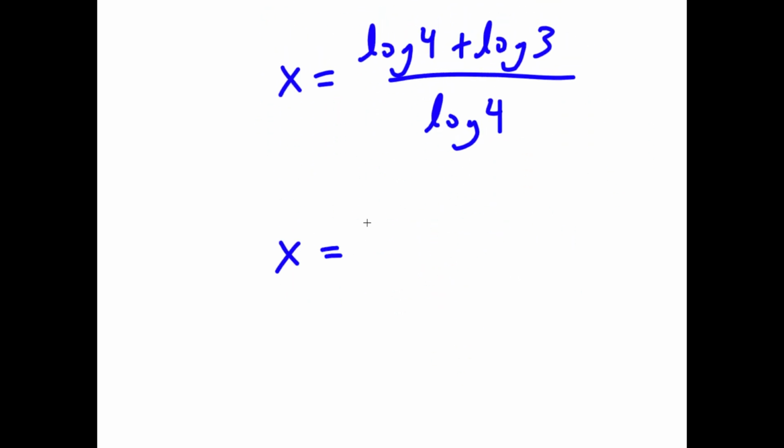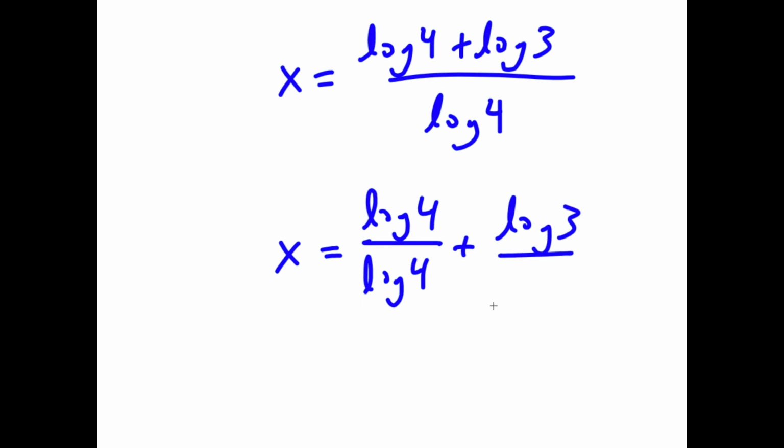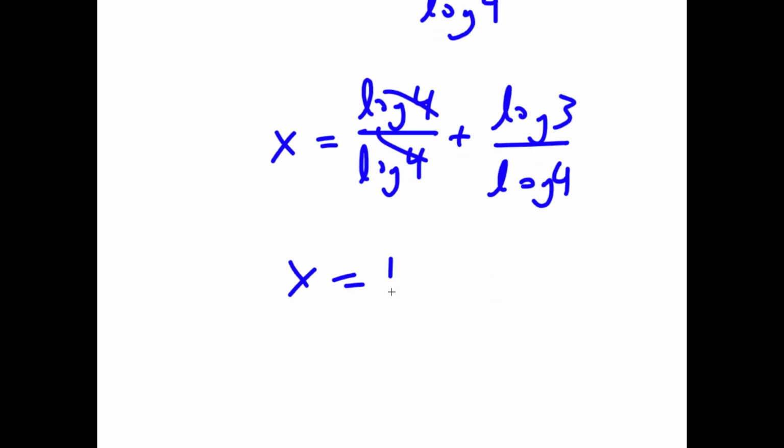So now this is the same thing as log 4 over log 4 plus log 3 over log 4. Now log 4 and log 4, these two cancel out, so now I get x is equal to 1 plus log 3 over log 4.